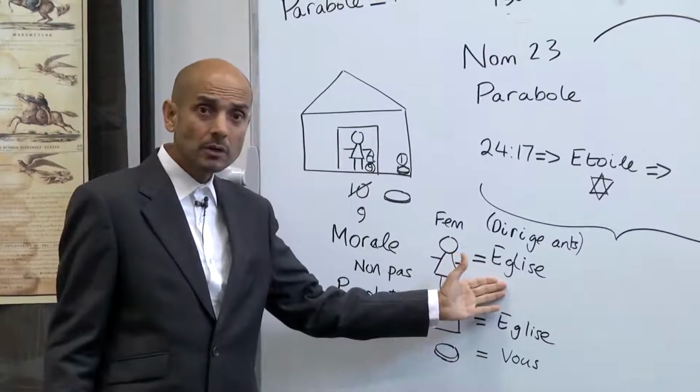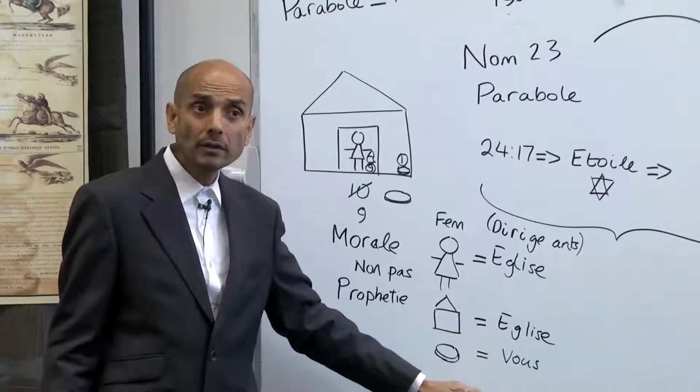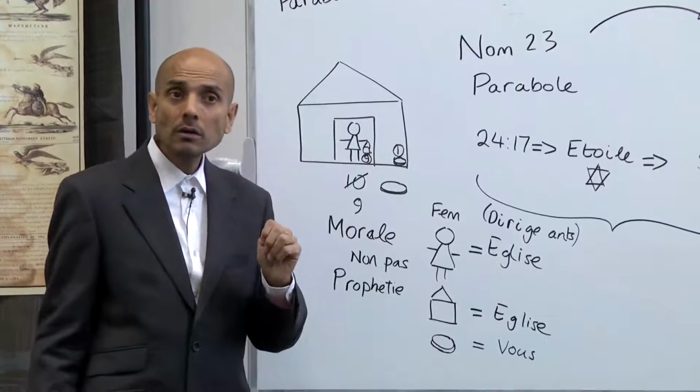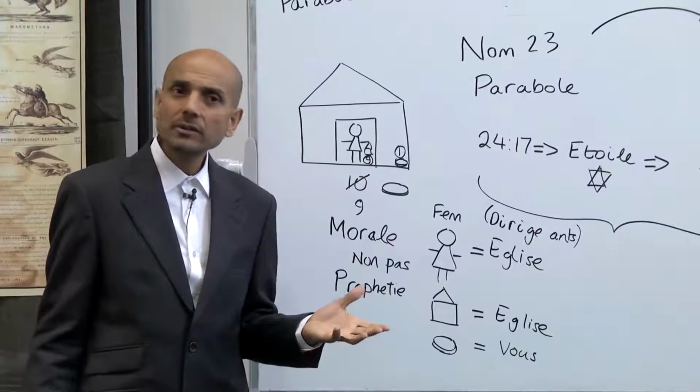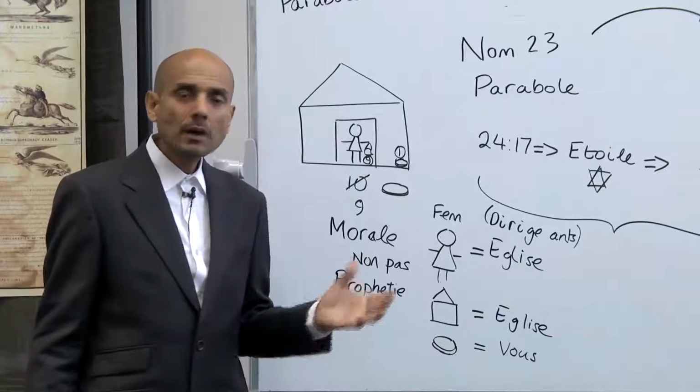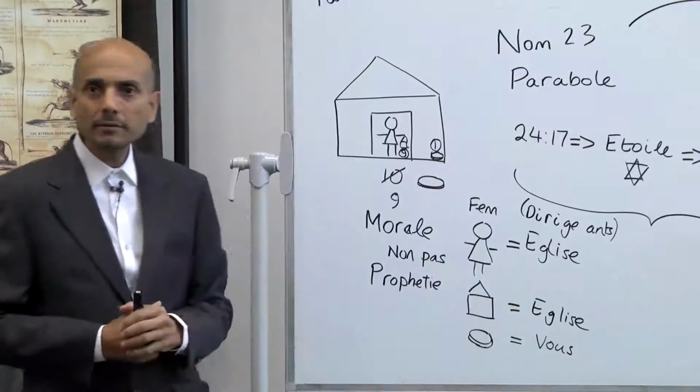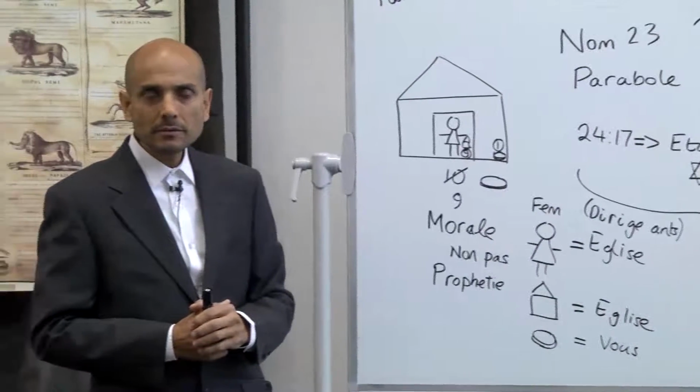The leaders are going to look for the lost coin. After they do what? Repent. So, if you're following along, let's summarize. The leaders lose something and then the leaders find something.